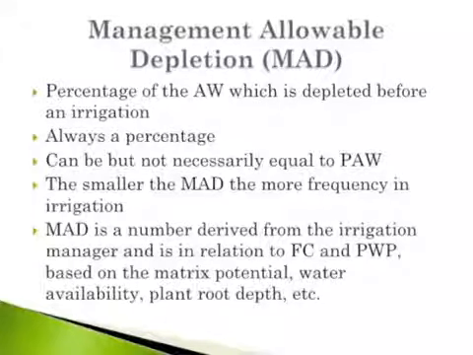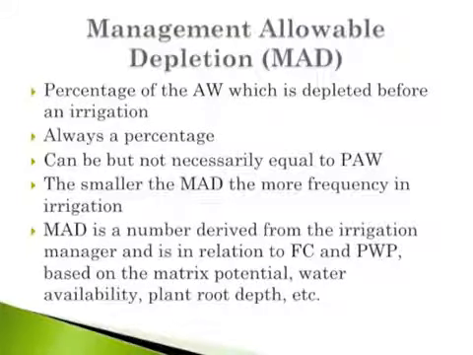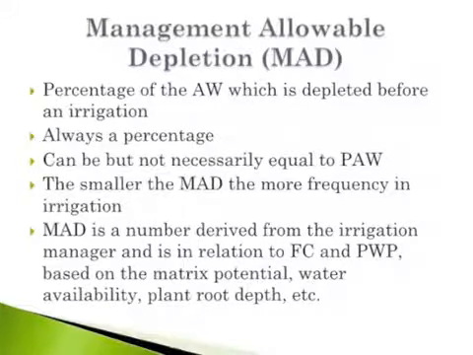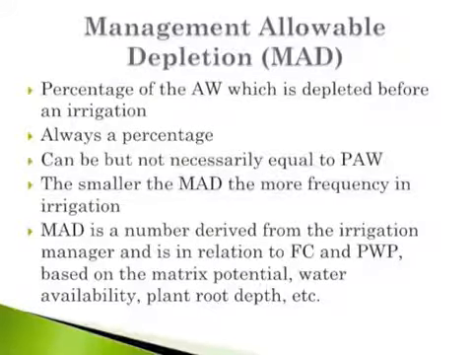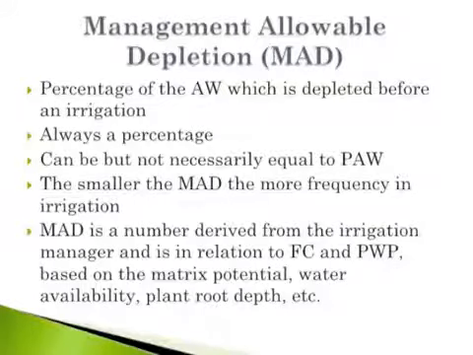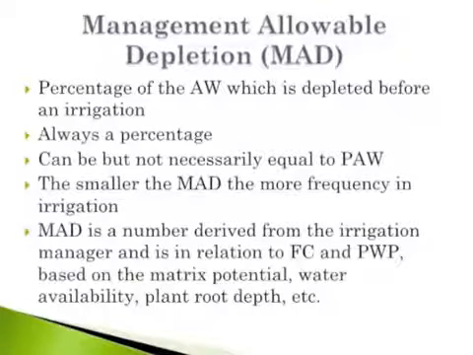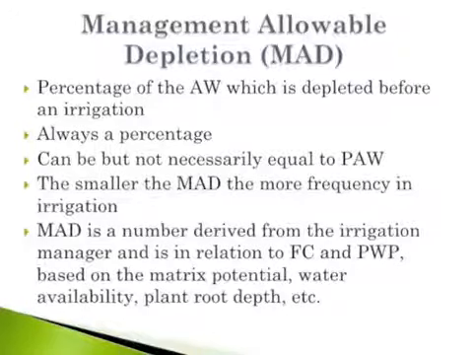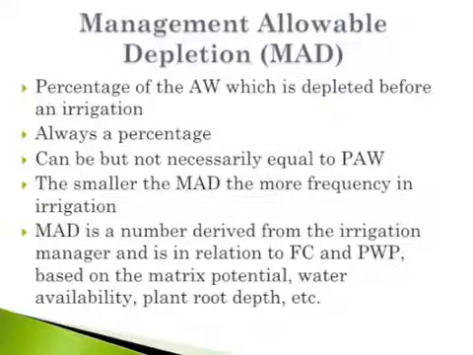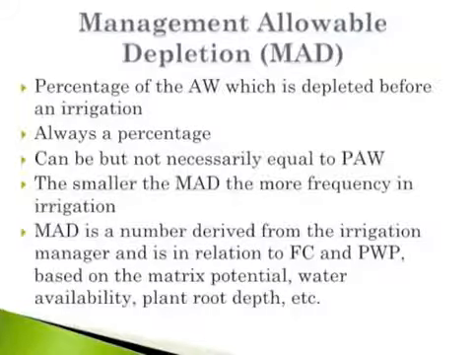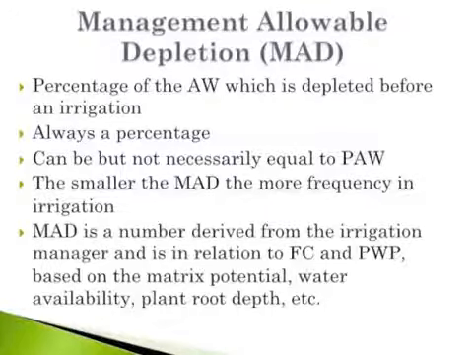So the unique thing about managed allowable depletion is it's always used as a percentage. Now, field capacity, permanent wilting point, available water, we always use in either inches per foot or a percentage. Management allowable depletion, or MAD, is just a percentage. So if we know the MAD is 60%, when we use it in the equation, we express it as 0.60. But there's no converting it to inches per foot or anything like that. It's always used as a percentage. When we plug it into an equation, we should convert it to a decimal. Again, 60% should be 0.60 if that's the managed allowable depletion.